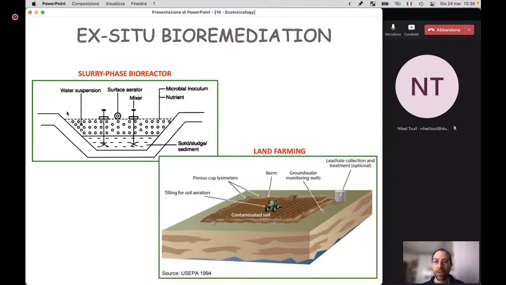For example, slurry phase bioreactor. Here you have the contaminated soil, and you mix it quite strongly, but also injecting water. It is immersed into water, and you stir the sludge and the water together, also with air injection, also inoculating microbes in order to have, again, bioremediation, just like we have seen before.